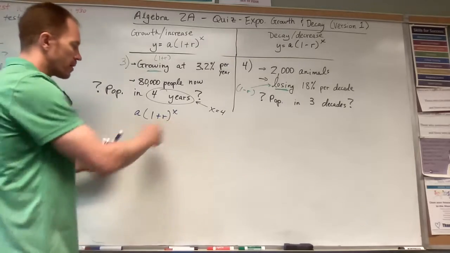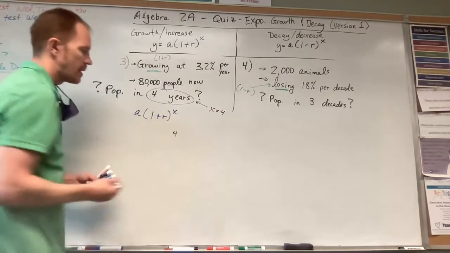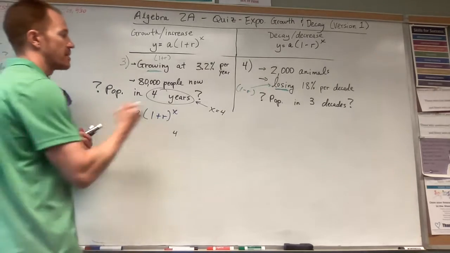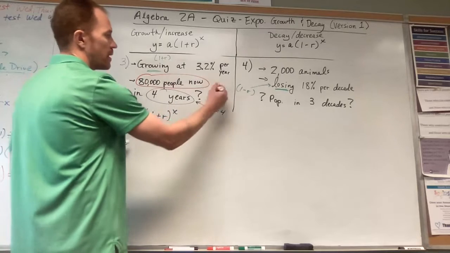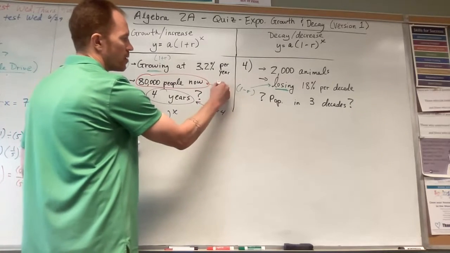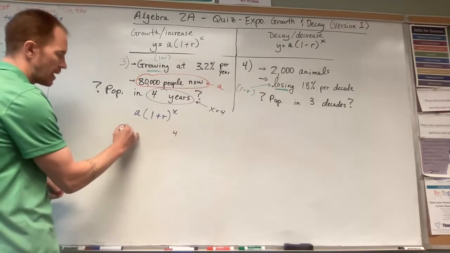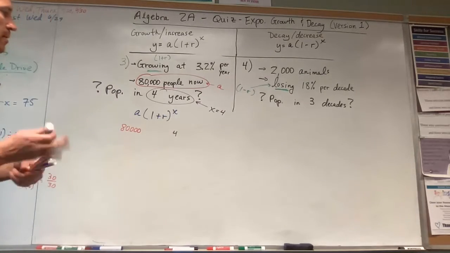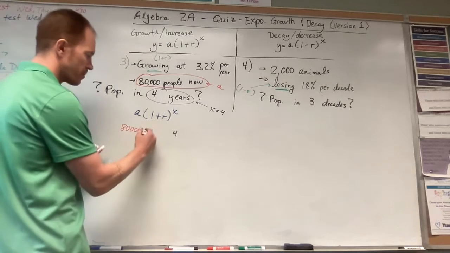So that'll go right here. Set that up. What else do we have though? A is the initial population, so that's right now. That's A. So we'll start with, we got 80,000 people right now, and then I'm probably going to erase that 4 and rewrite it.